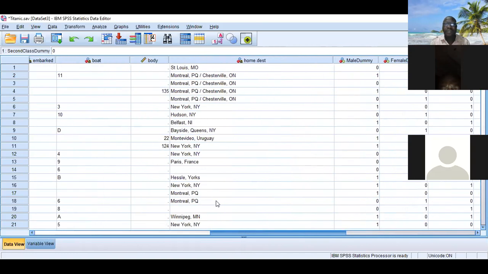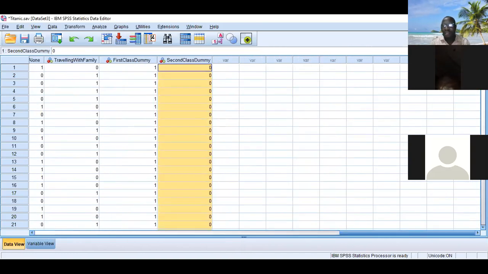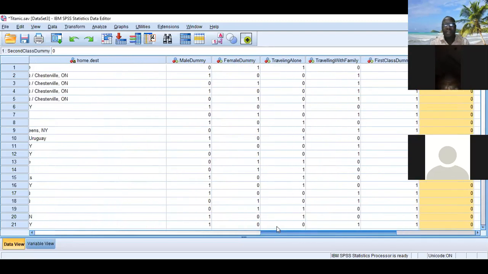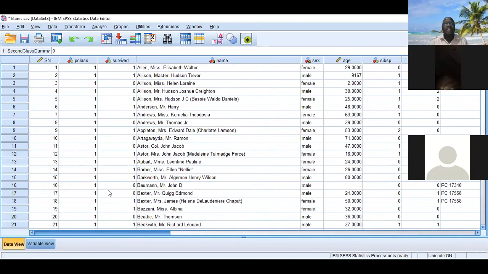Before we run it, looking at these statistics, I cannot differentiate which one is the dependent and which is the independent variable here. Everything is just together. The dependent variable is survive. The outcome variable is whether somebody survived or not.